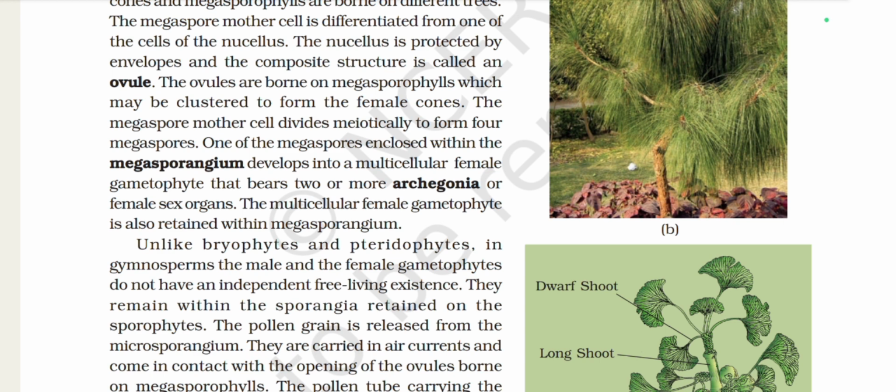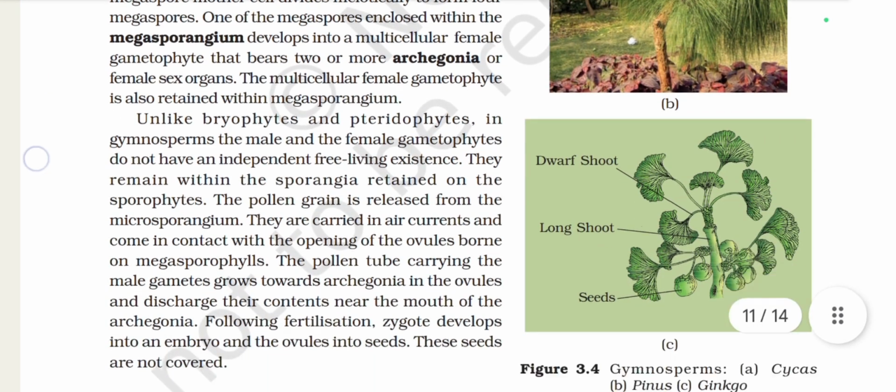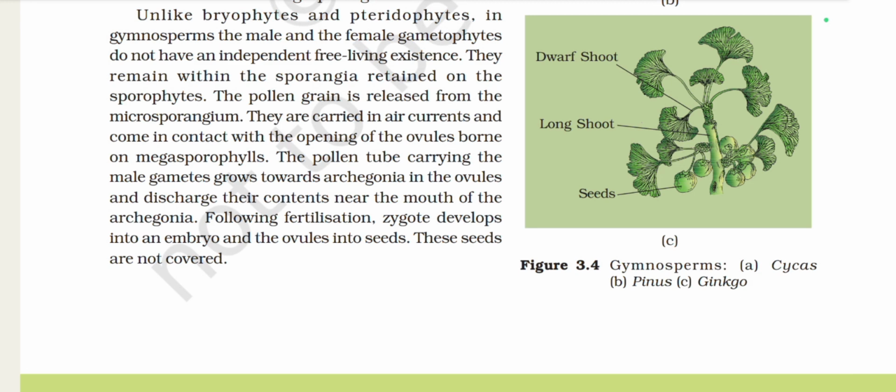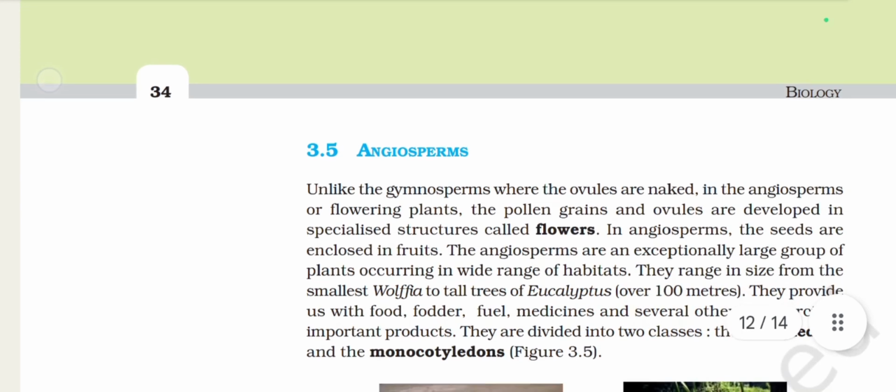Unlike bryophytes and pteridophytes, in gymnosperms the male and female gametophytes do not have an independent free-living existence. They remain within the sporangia, retained on the sporophyte. The pollen grain is released from the microsporangium. They are carried in air currents and come in contact with the opening of the ovule borne on megasporophylls. The pollen tube carrying the male gametes grows towards the archegonia in the ovules and discharges their contents near the mouth of the archegonia. Following fertilization, the zygote develops into an embryo and the ovules into seeds. The seeds are not covered.